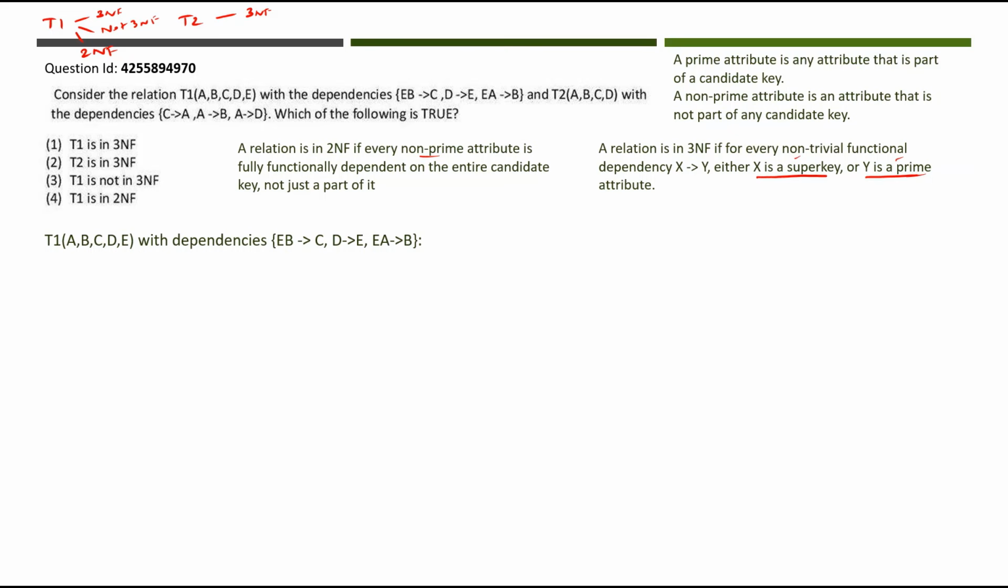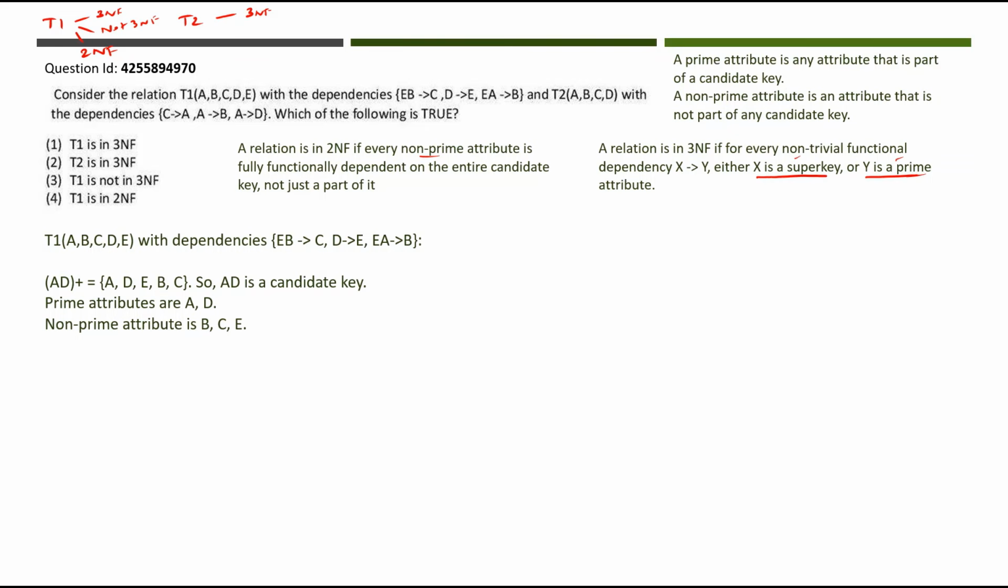So three dependencies are given. The first work is we have to find the candidate key. From this you can individually work out and check. Since this is a long problem, I have found the candidate key and I am directly presenting it here. So we can check A, B, C, D, E individually as candidate key. It will not work out.